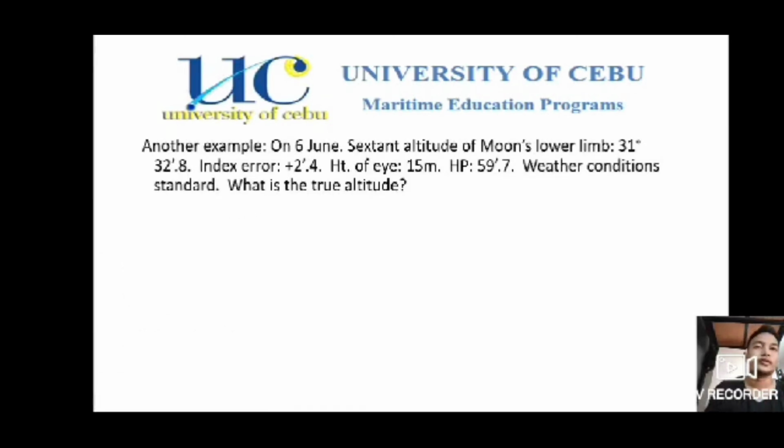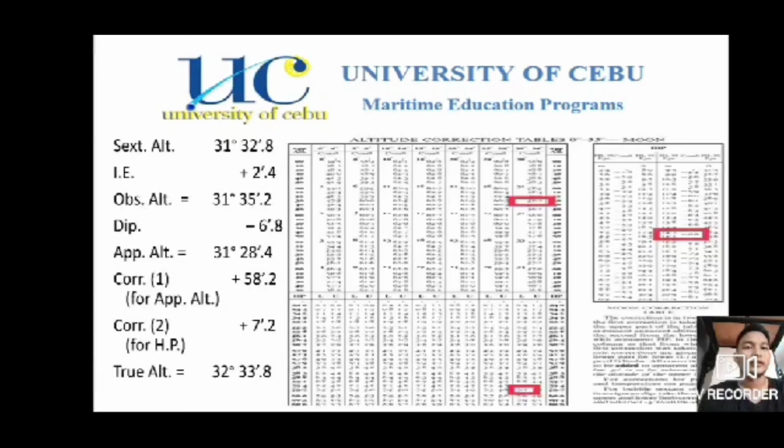Another example, on 6th of June, sextant altitude of the moon's lower limb, 31 degrees 32.8 minutes, index error 2.4 minutes, height of eye 15 meters, HP is 59.7 minutes. What is the true altitude? Same, sextant altitude, and we add the index error, we get the observed altitude. For the dip, height of eye is 15 meters, so we get it from the left. So minus 6.8 minutes. Our apparent altitude after the subtraction from the observed altitude is 31 degrees 28.4 minutes.